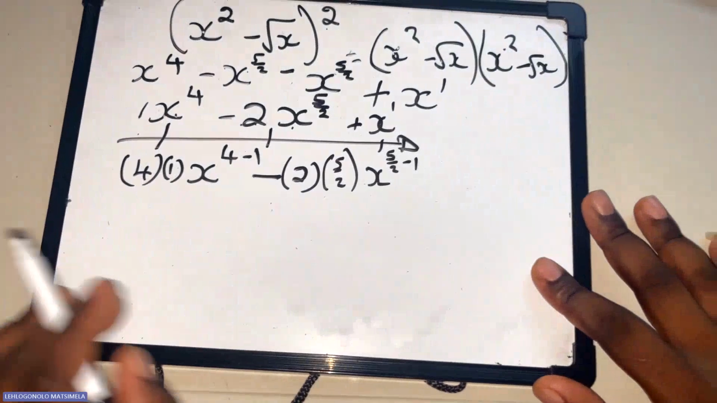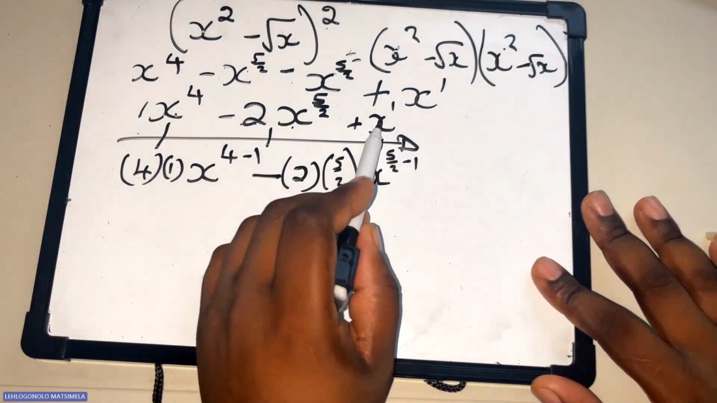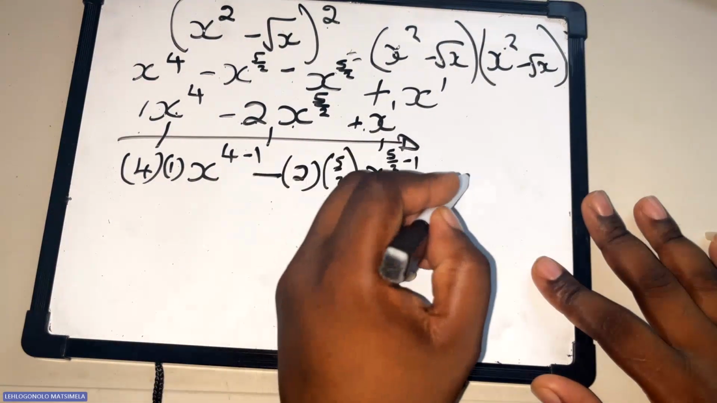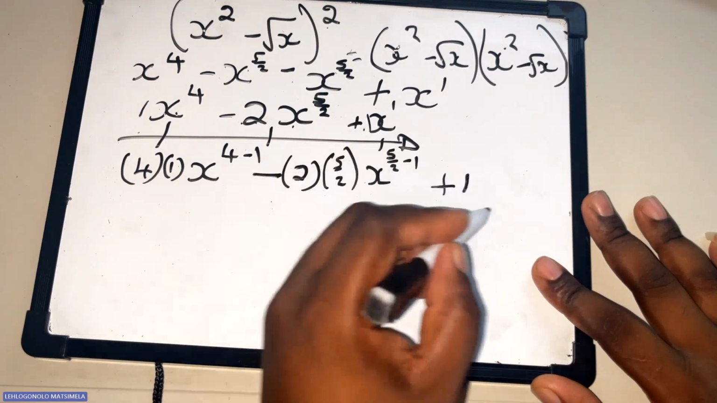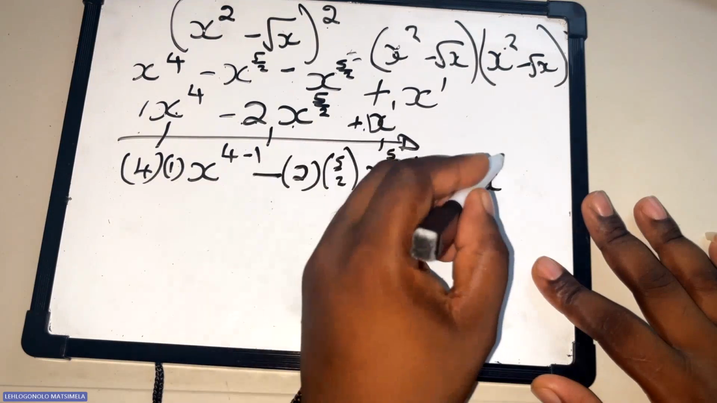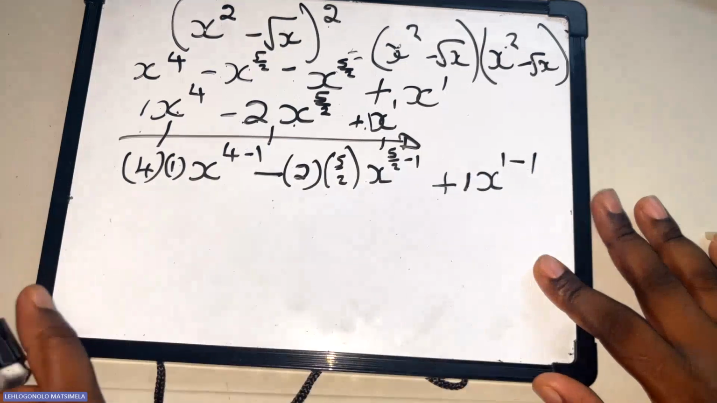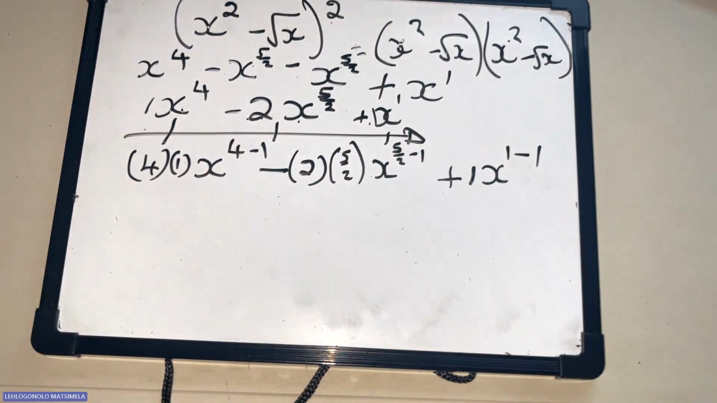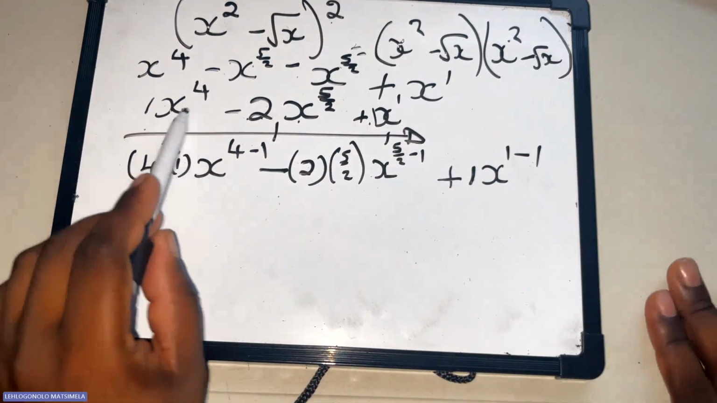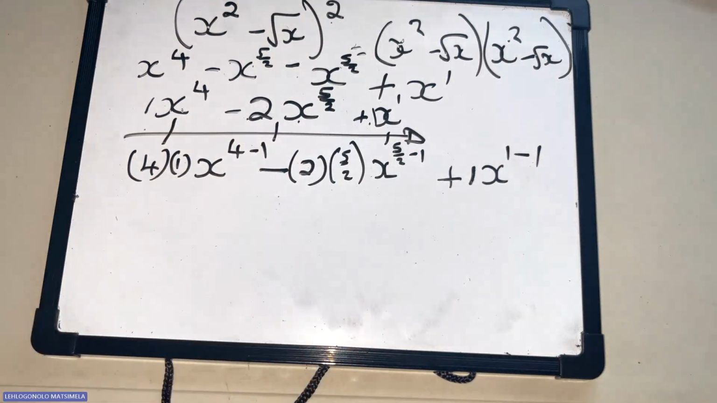I have derived the second term. Then I derive the third term, which is plus, and the coefficient is nothing, it's 1. Then x, with the exponent 1 minus 1. Then I'm done deriving. I will no longer derive. I derived it term by term so that I can get to the answer. That's what they want us to do. Please don't derive more than this.